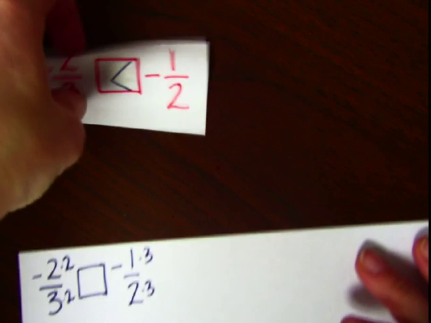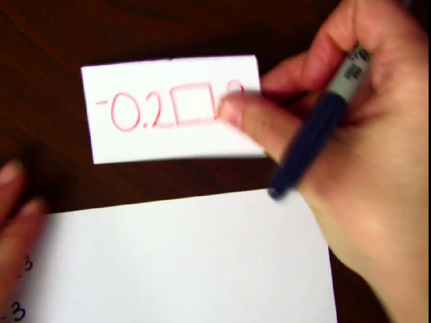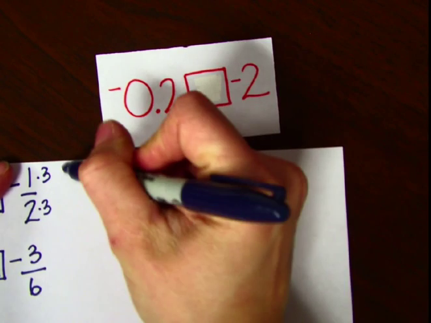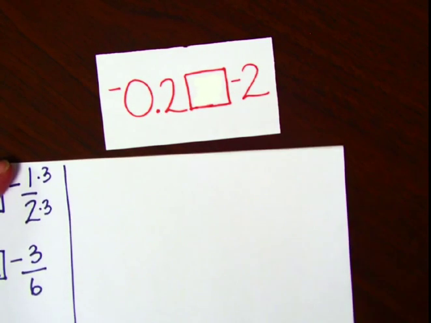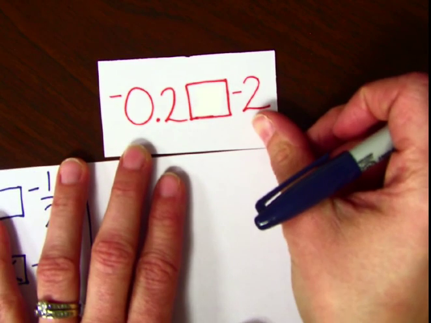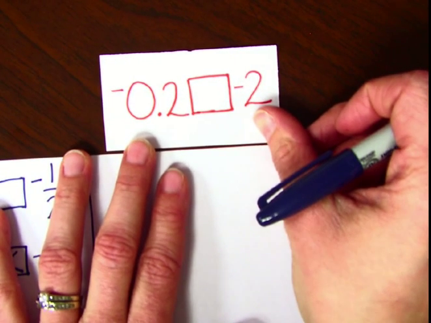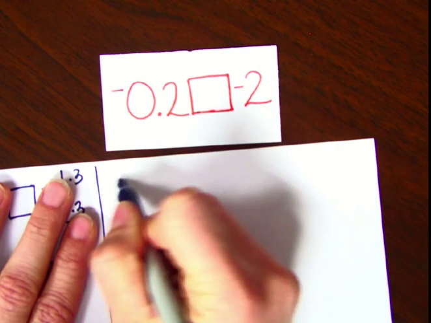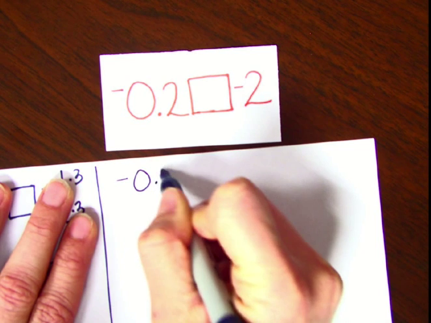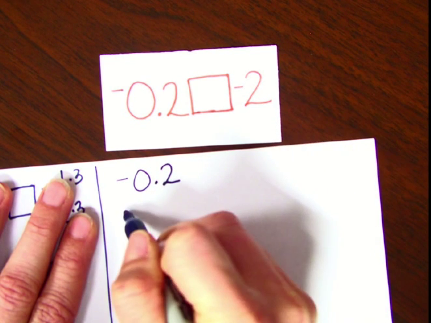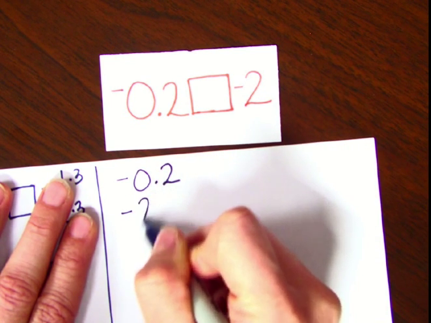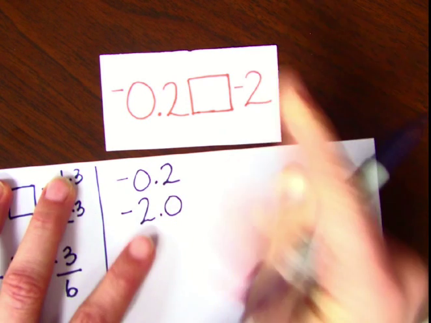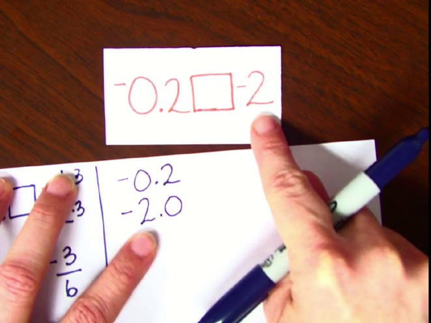Let's try another one. Let's try a decimal this time because we know a decimal is a rational number. I'm just going to use this side of my paper here. Save some paper. All right, when I'm comparing decimals, remember we need to line up the decimal and compare digits. They're both negative, so I'm going to start by lining up my decimals. -0.2 and -2.0 because we have a 2.0 here.